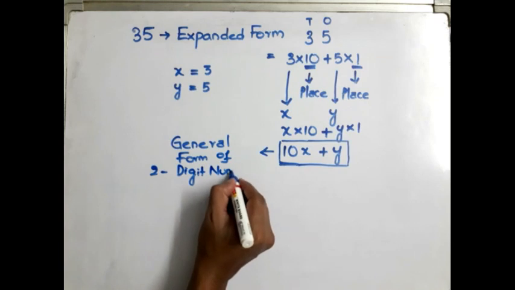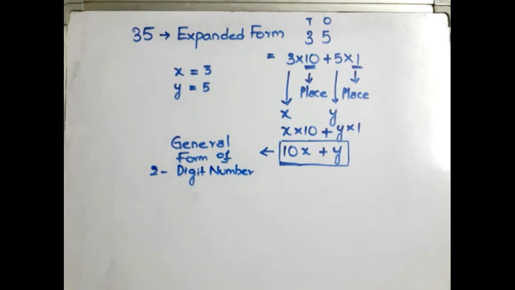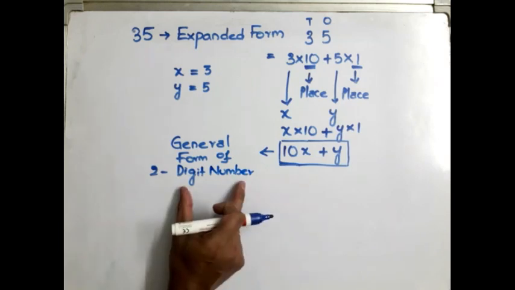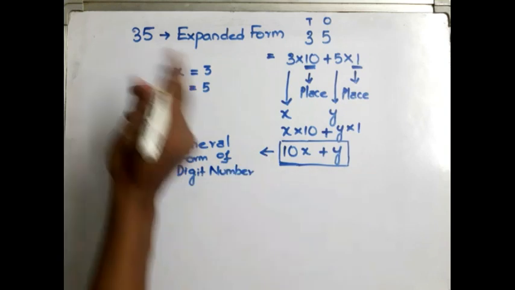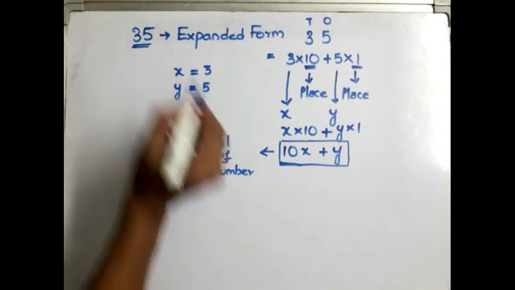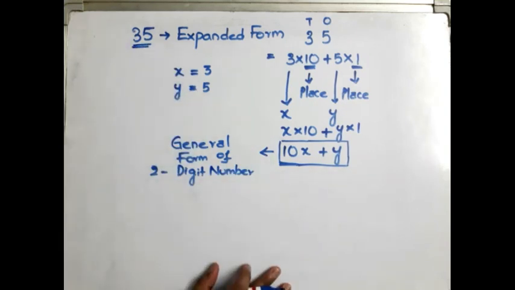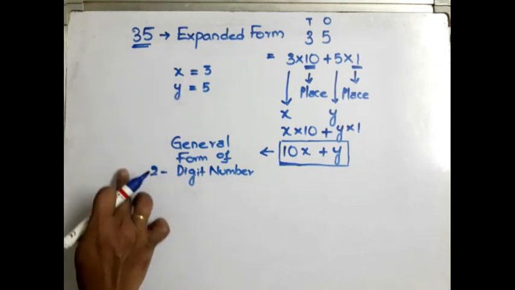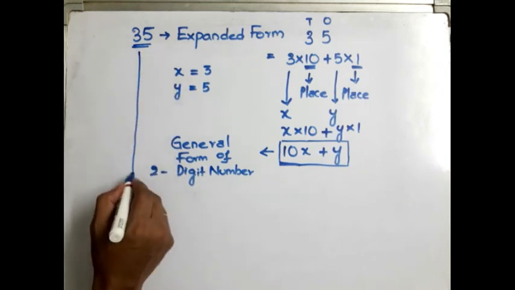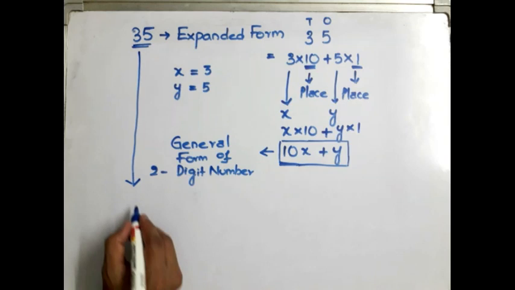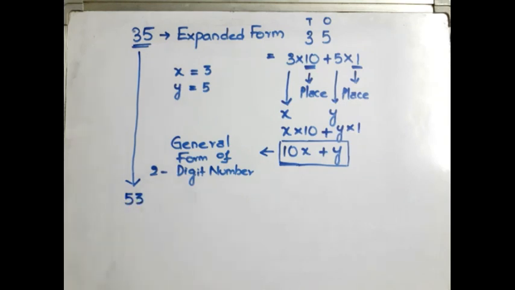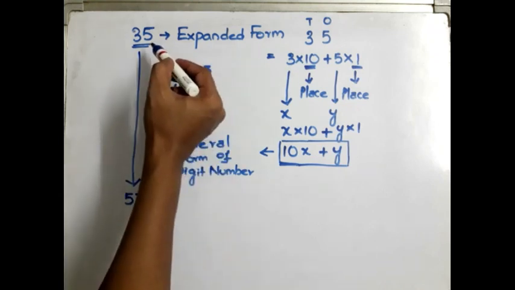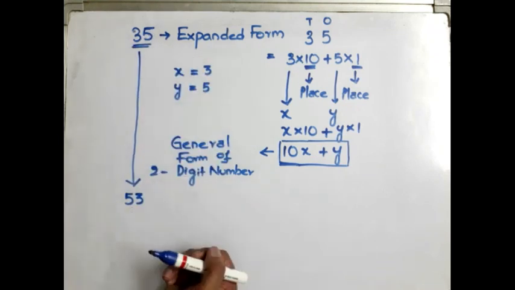Now look, here is the important thing to keep in mind. We have the general form of a 2-digit number as 10x plus y. What is the original number which we have taken? It is 35. Now reverse the number. If we reverse this 35, the new number which is going to form is 53, isn't it? The new number that comes after reversing 35 is 53.